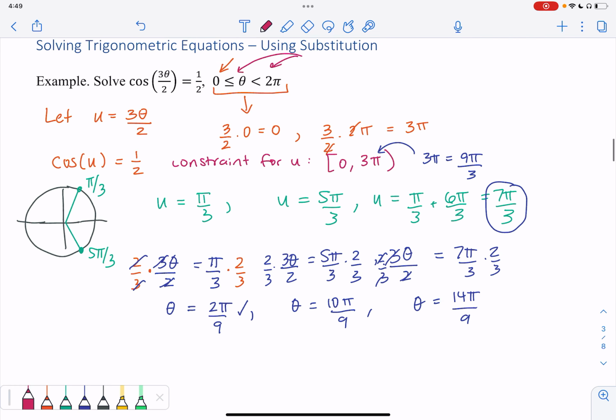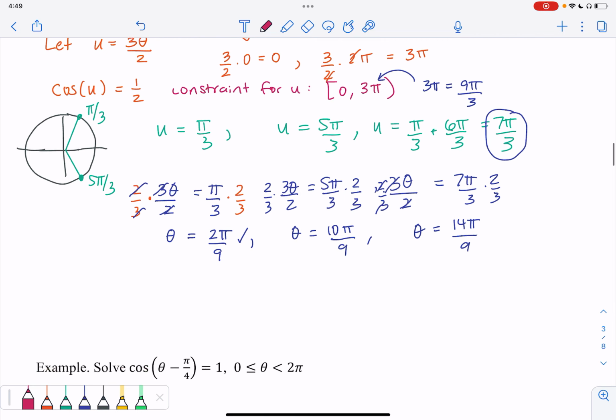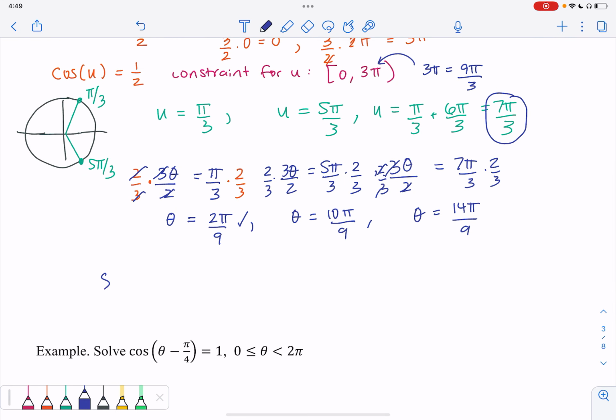So 2 pi, I know, is just 18 pi over 9, right? That's how I could write that in ninths, since 18 divided by 9 is 2. And I can see that 2 pi over 9, 10 pi over 9, and 14 pi over 9 are all bigger than 0, but smaller than my 18 pi over 9. So these are all the solutions that would work in that interval. And so now I'm ready to write my solution set. My solution set would be 2 pi over 9, 10 pi over 9, and 14 pi over 9.